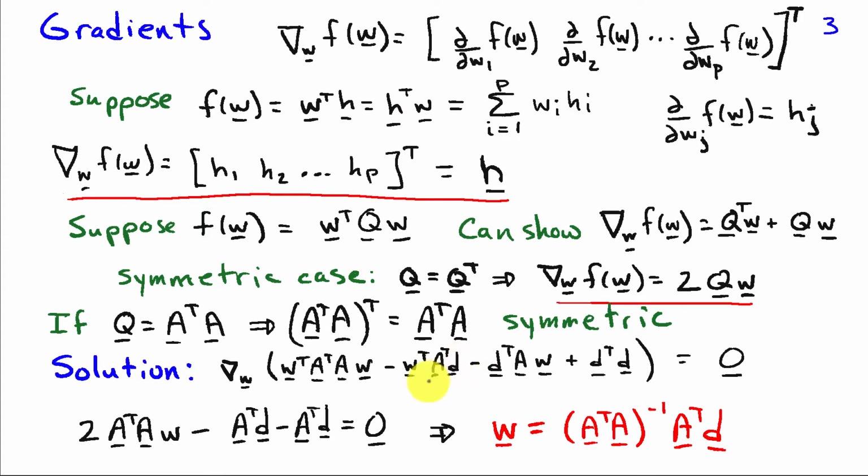So here, h is in the role of A transpose d. So I'm going to have an A transpose d for this first term. I'm going to have an A transpose d for the second term. And I'm going to set that equal to 0. Well, this is an easy equation to solve. We can take these two A transpose d terms, move them to the right-hand side, and then multiply by the inverse, assuming it exists, of 2 times A transpose A, and that would give us an expression for w of A transpose A quantity inverse times A transpose d.